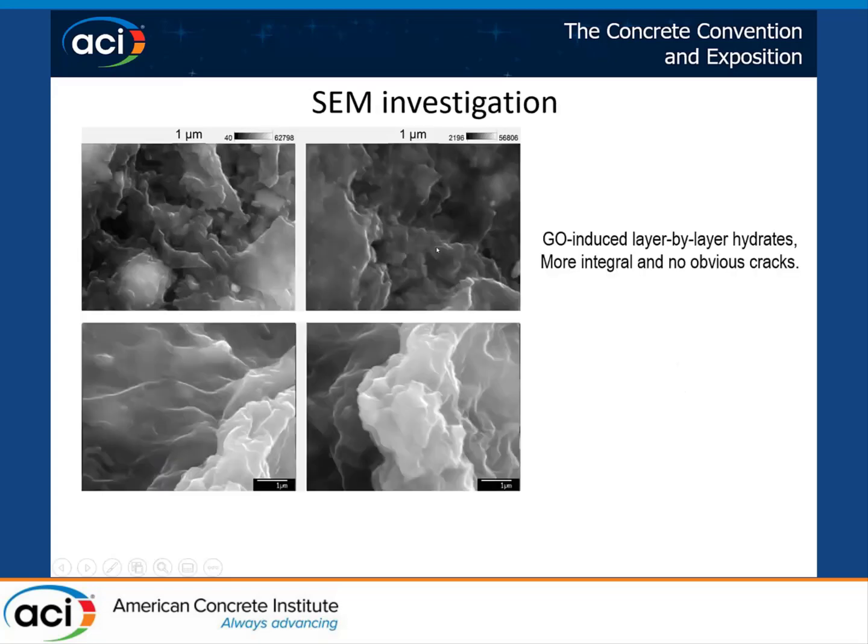Here are the SEM results. From these SEM figures, we can find some beautiful hydrates. From the bottom two figures, we can see some beautiful layer-by-layer structures. But in the original geopolymer, we didn't see such things, just the fly ash particles and some cracks. From these figures, there are no obvious cracks, and this layer-by-layer structure looks more homogeneous.